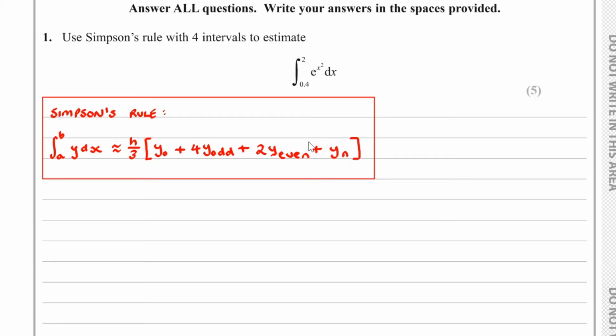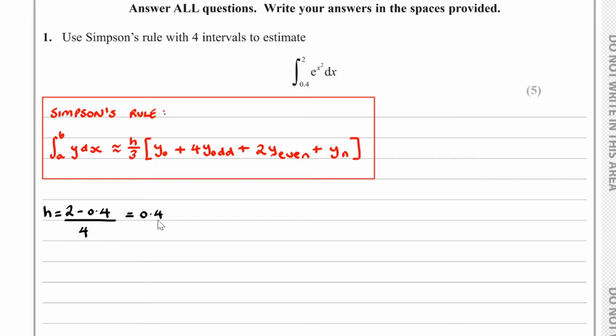Now we need to work out what h is. h is equal to the upper limit 2 minus the lower limit 0.4 over the number of intervals, which is 4. And working this out, we get a value of 0.4.